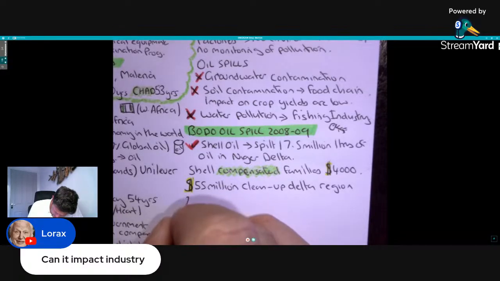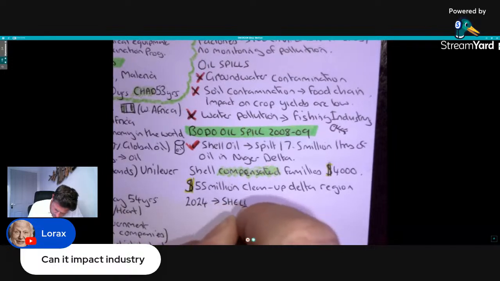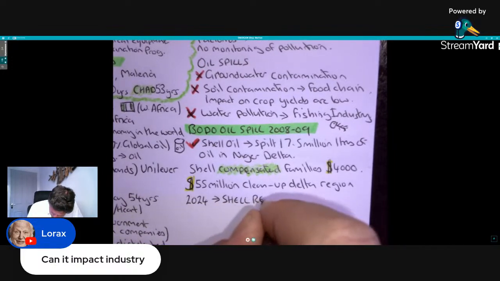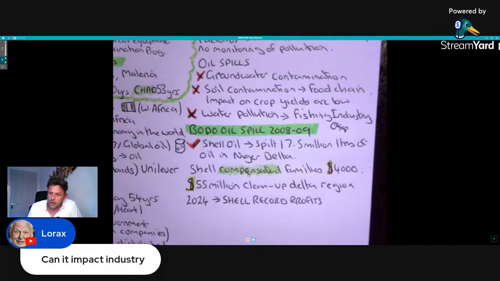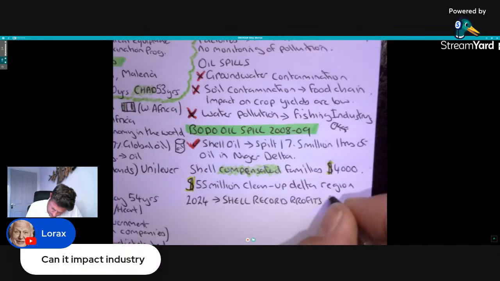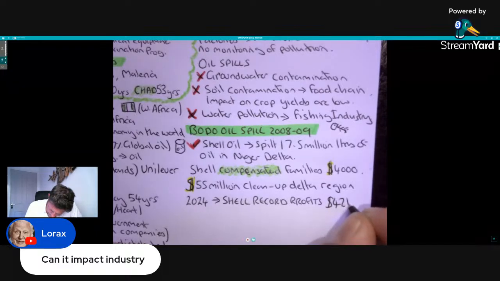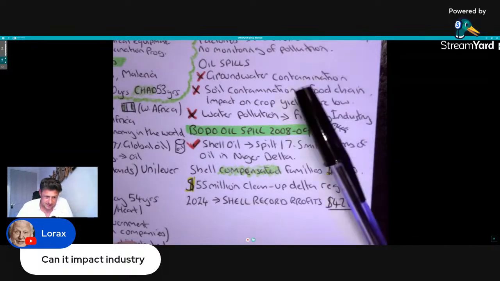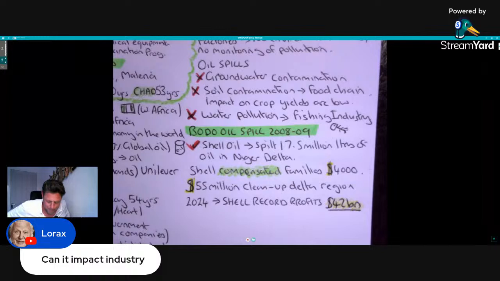In 2024, Shell had record profits. What a surprise. Record profits of, let's just catch our breath for a second here, £42 billion profit. So it paid a very little amount in compensation, and look how much it took home for itself. £42 billion in profit.